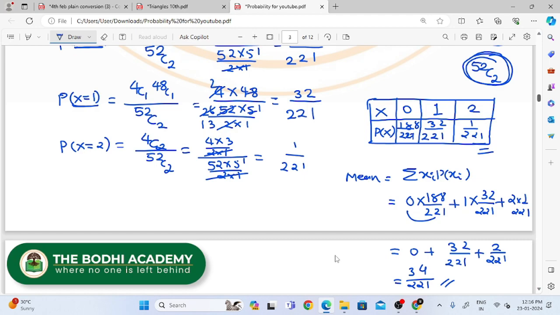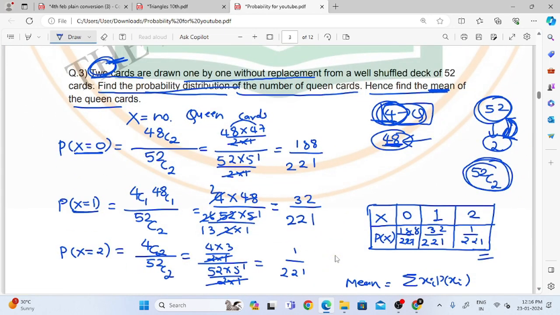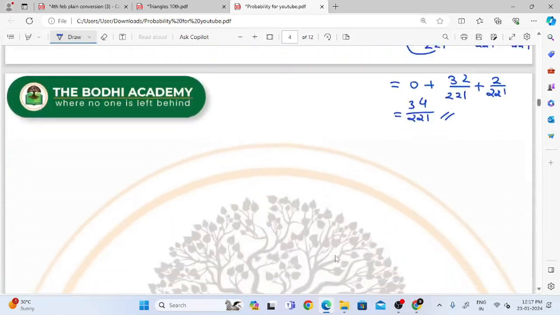Okay. Similar question is there, I think, in place of queen there is king. In place of queen there is king or ace. So for all this question the answer is same. If we have to select any two cards, okay, if in this question in place of queen there is king, ace, and we are selecting any two cards, then you will get the same answer for this probability distribution. Okay, so this is how to find probability distribution and mean. Okay, come to the next question.